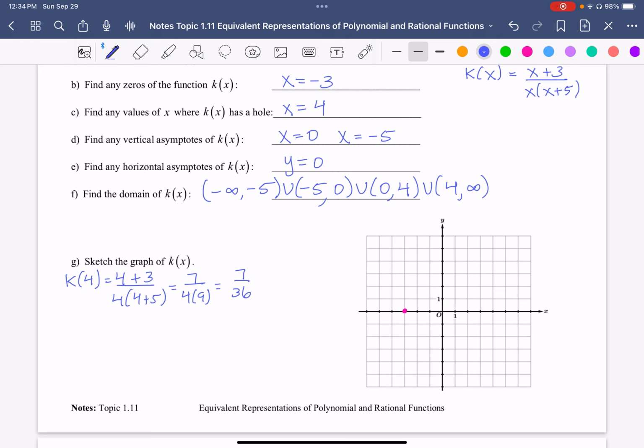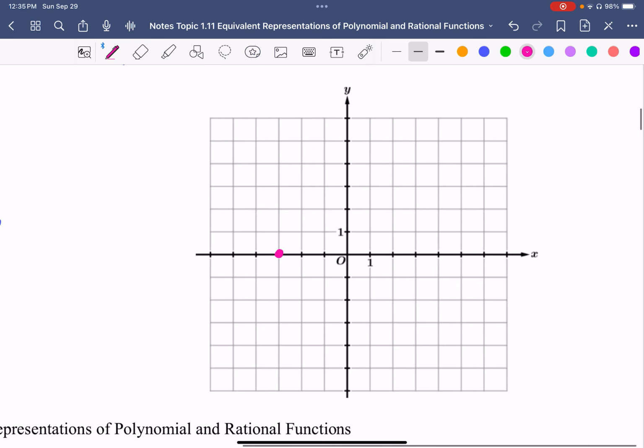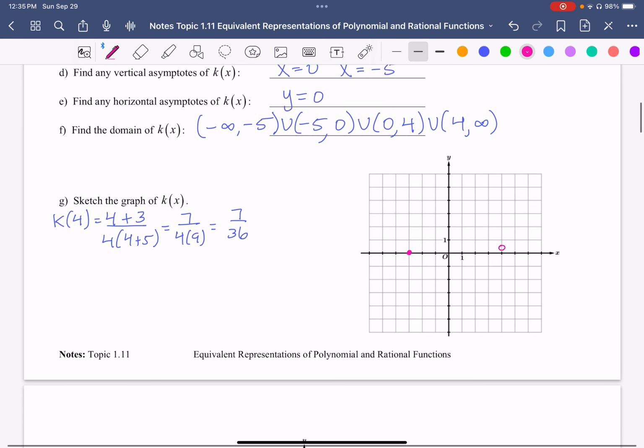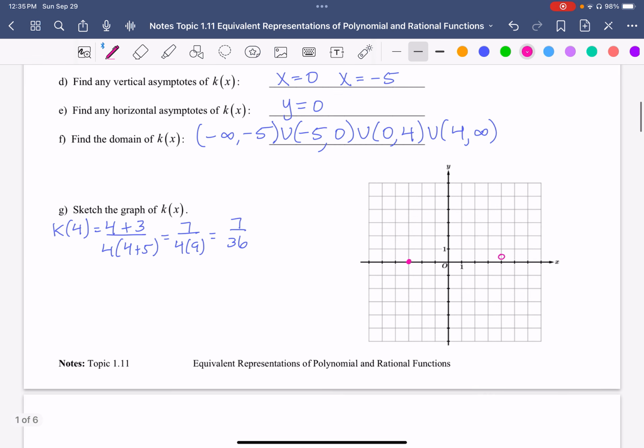Now, that number is pretty close to 0. It's not close to 1. So I'm going to have a hole at x equals 4, 1, 2, 3, 4, and it's going to be an open circle pretty close to 0. It's not quite the halfway mark, and it's not 1. It's closer to 0. Okay, now we have two vertical asymptotes.